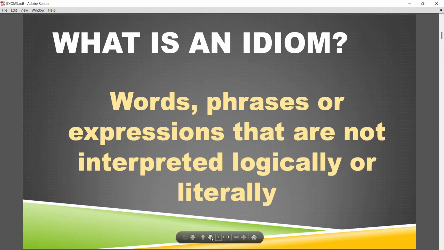Whatever is written exactly is not taken literally or logically. There is a beneath meaning to it, something which is not portrayed by the words in their literal sense. You have to dig deeper to understand what that particular idiom or phrase actually stands for. So let's see a couple of them and learn some idioms in this class today.